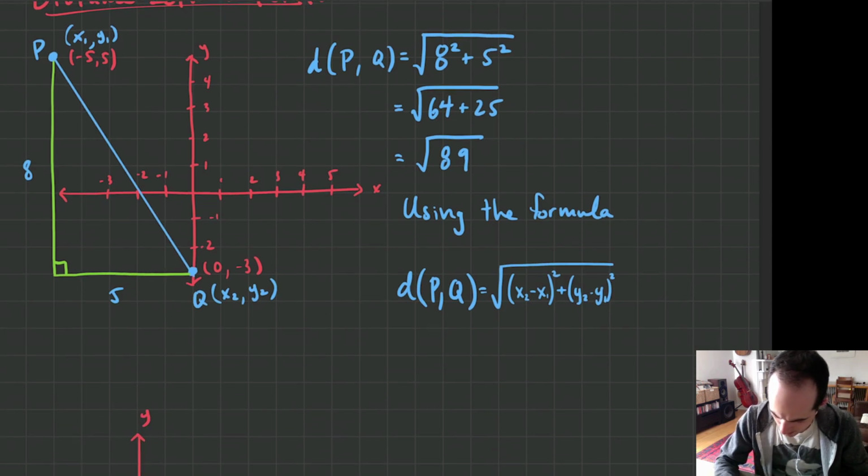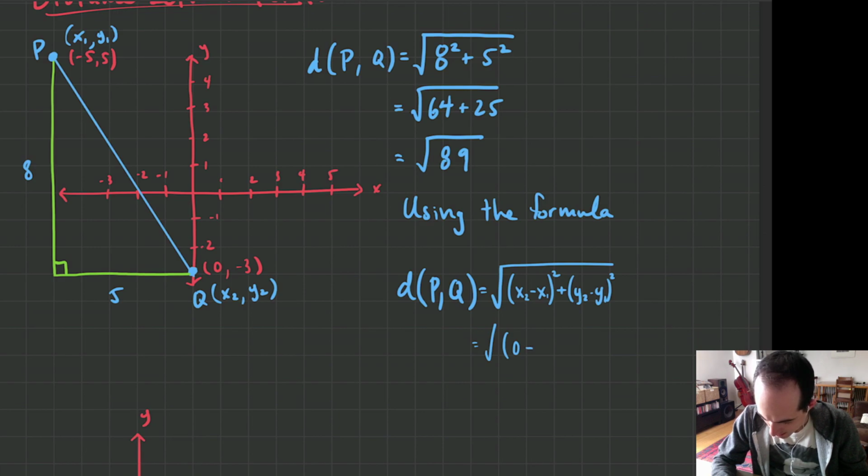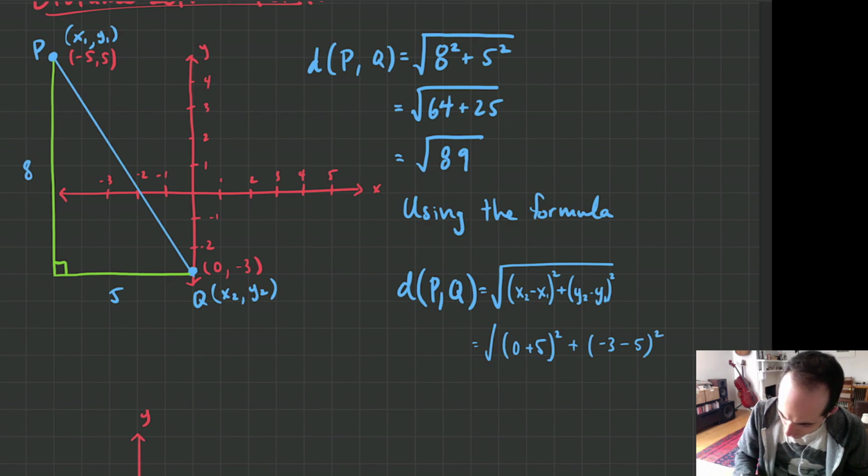So I've got the square root of, well, x2 we said was 0, x1 we said was negative 5, so I've got 0 minus negative 5, so that's plus 5 squared. And I'm going to add, well, y2 minus y1, so y2 is negative 3 minus y1, well, y1 is 5, so I've got negative 3 minus 5 squared.